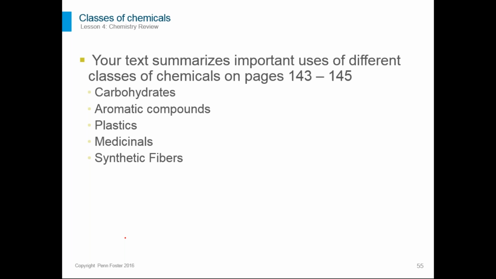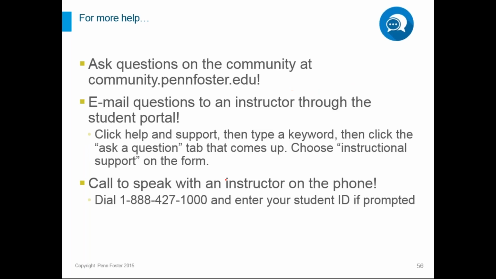And at the end, it also talks about these very general groups. You've got carbohydrates, aromatic compounds, plastics, things used as medicinals, which is a wide-ranging group, and synthetic fibers, so things created artificially, but they're still organic chemicals. These are shown on page 143 to 145. So if you see any questions asking about those, just be sure to go look those up.